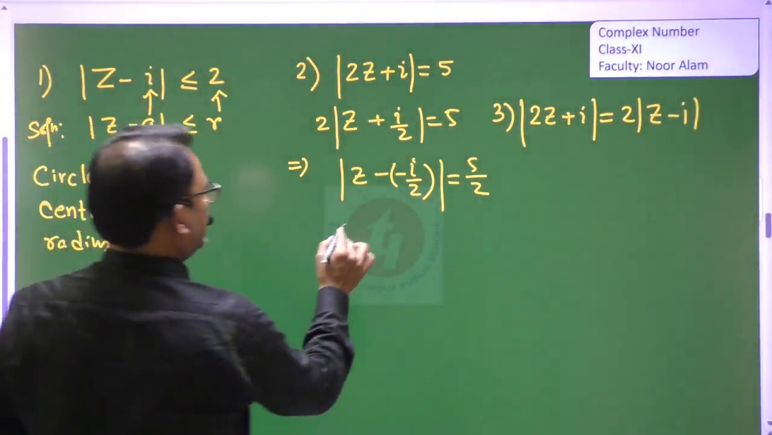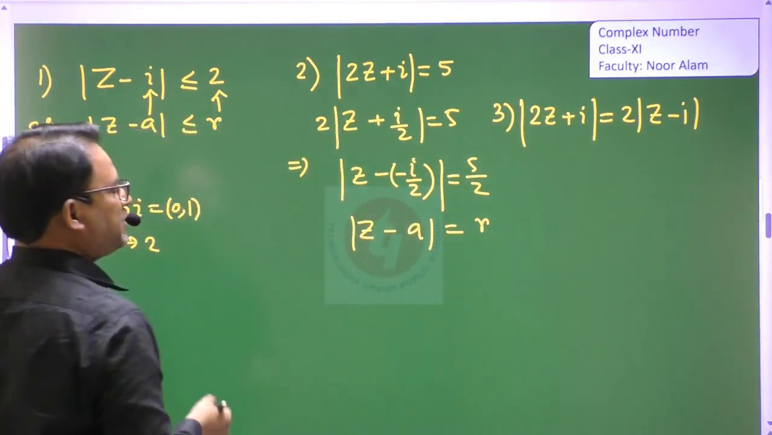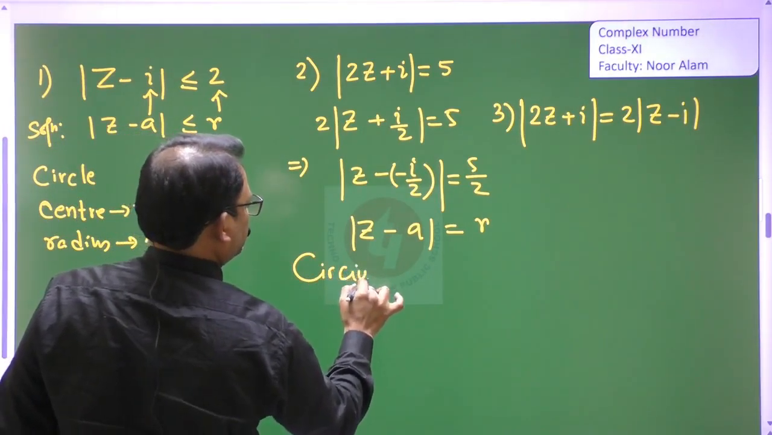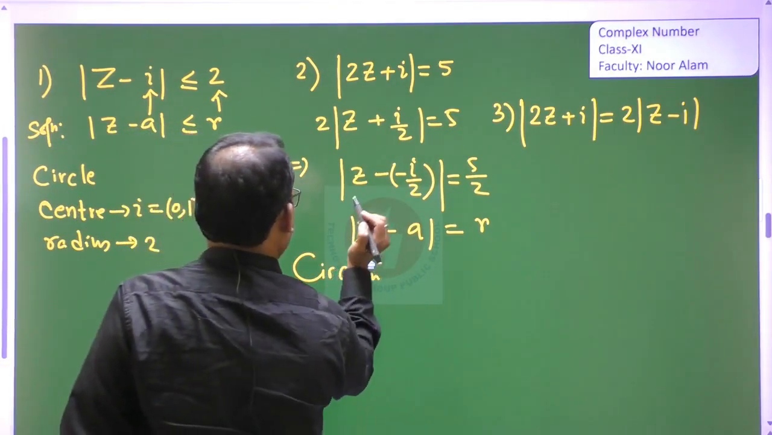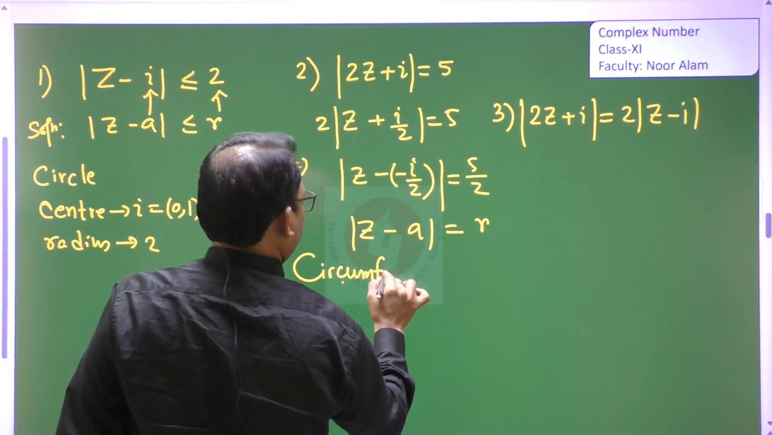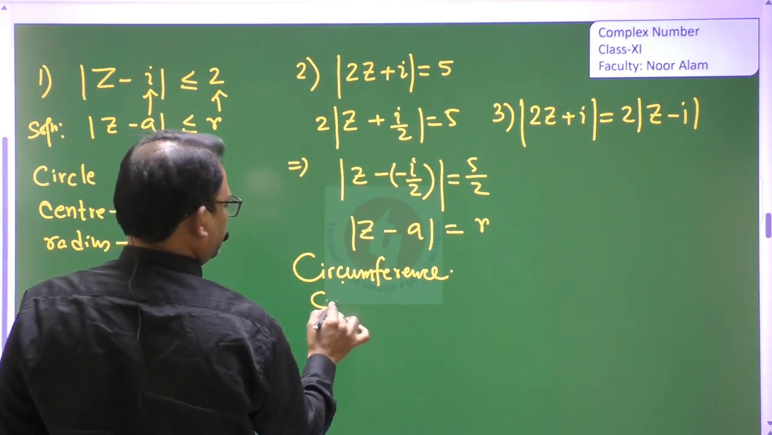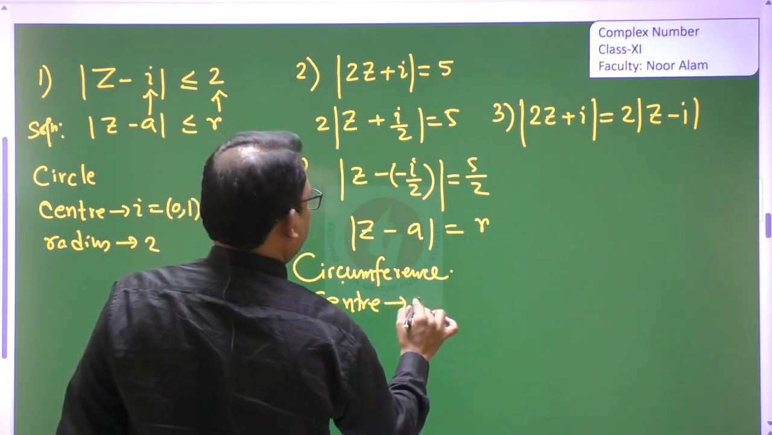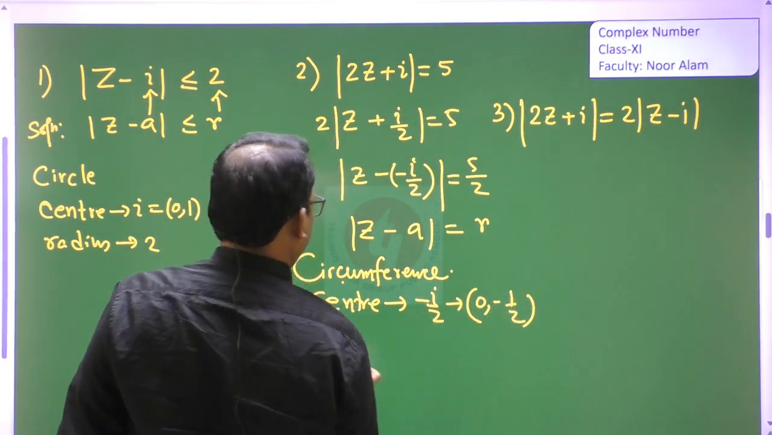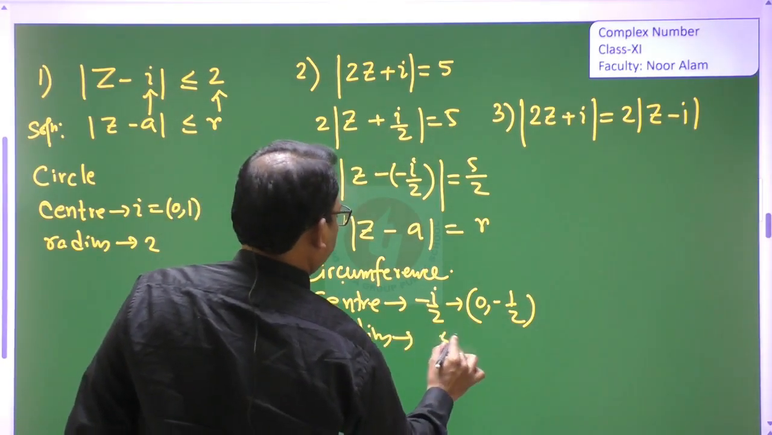So if mod of z minus a is equal to r, it actually represents the circumference of the circle. The locus is the circumference of the circle, and that circle has the center minus i by 2, which is similar to 0, minus half, and the radius is equal to 5 by 2.